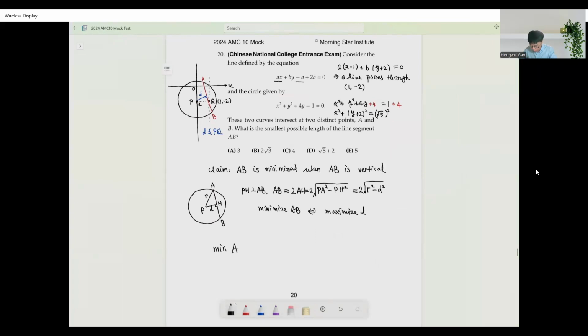The minimum length of AB is equal to twice the square root of R squared minus D squared, with radius root 5 and D equal to PQ, which is 1. That's 2 times the square root of 5 minus 1. So it's equal to 4. So the answer to this question is 4.